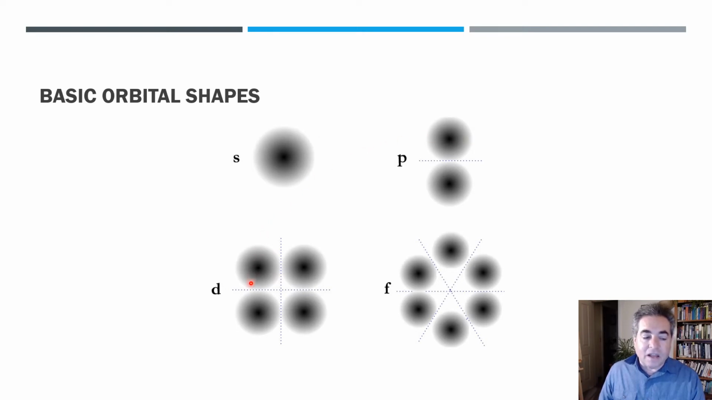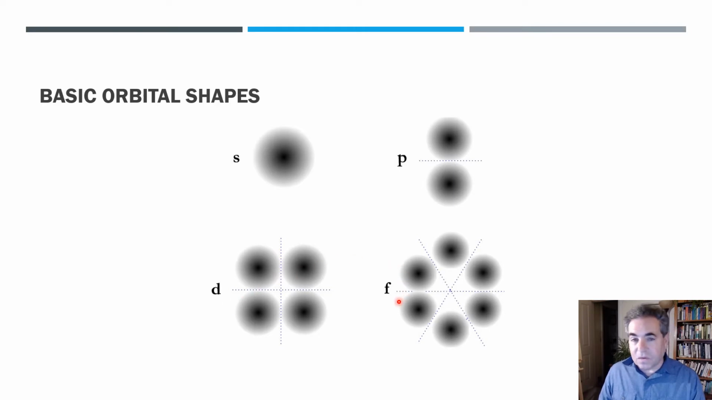Now when you've got L equals 2, you have 2 nodes that cut through the nucleus, being right in the center there. And that's going to cut your cloud into 4 lobes. So you get this kind of cloverleaf shape. This is a d orbital, we said. And in a d subshell, you've got 5 orbitals.